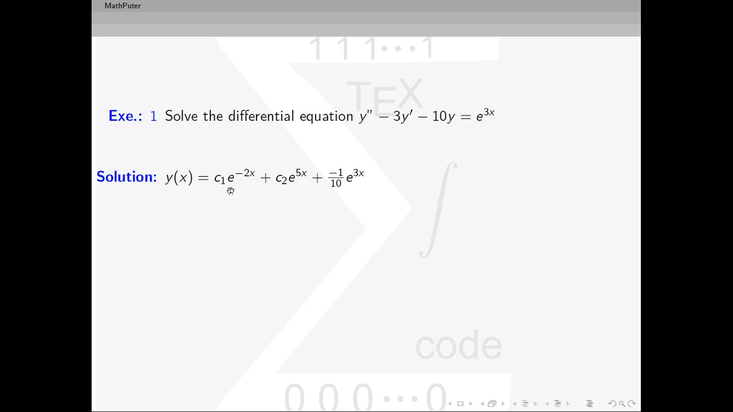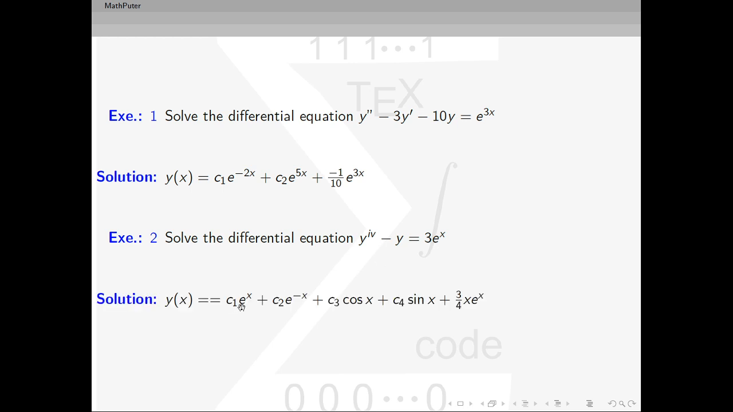Is e raised to 3x repeated here or not? If not, then assume a constant into e raised to 3x and find the constant. In the second example, yc(x) is e raised to x, e raised to minus x, cos x, sin x. The same question I ask here: is e raised to x repeated with this or not? Yes, here e raised to x is going to repeat. So I don't assume only a constant into e raised to x. I assume a constant into x e raised to x, to make the function linearly independent of these functions.